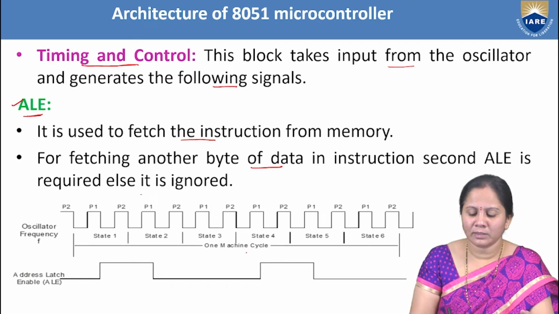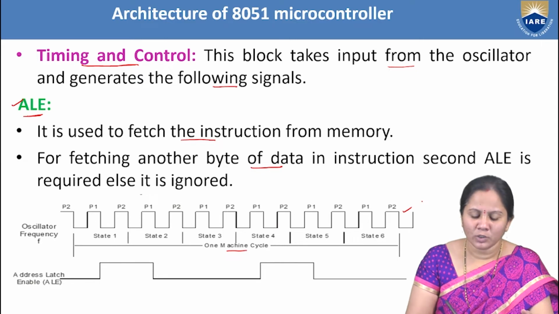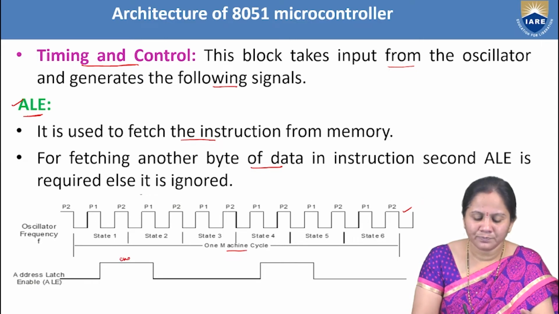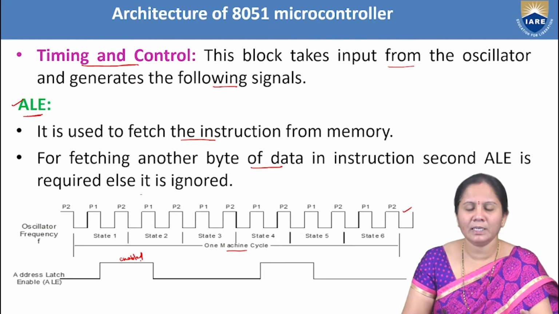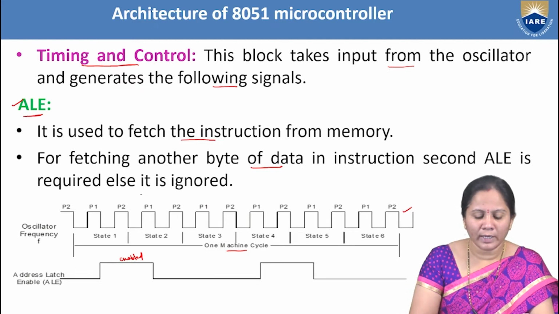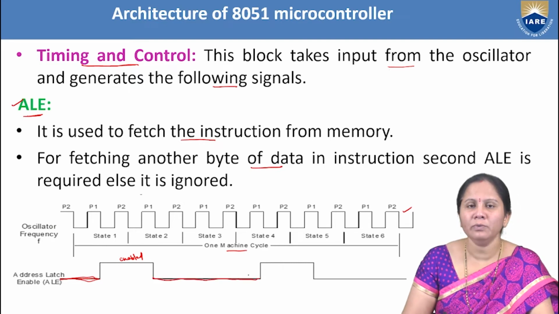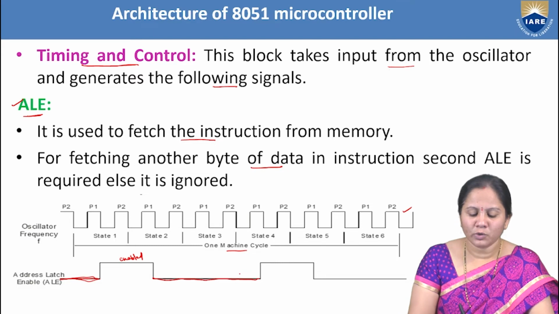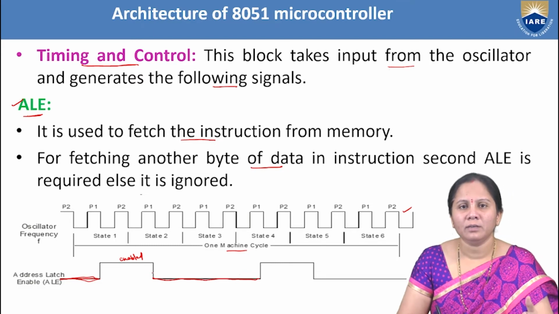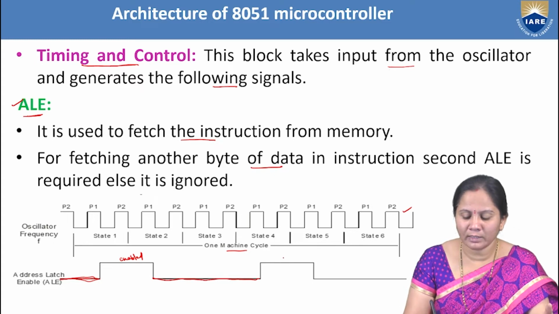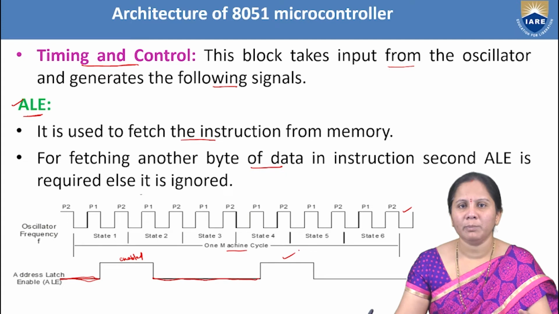If you take here, this is one machine cycle which consists of 12 pulses. When this ALE signal is enabled, ALE being an active low signal, which means in order to enable it, it should be active low, one instruction will be fetched. In order to fetch another instruction, the ALE signal should be enabled another time.